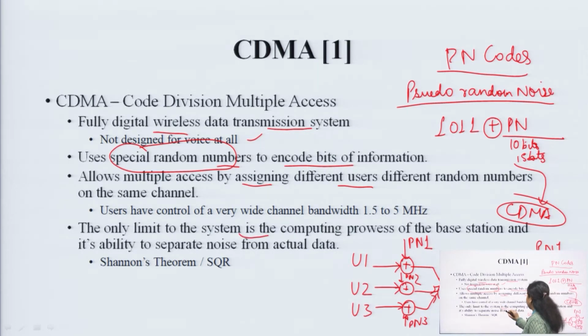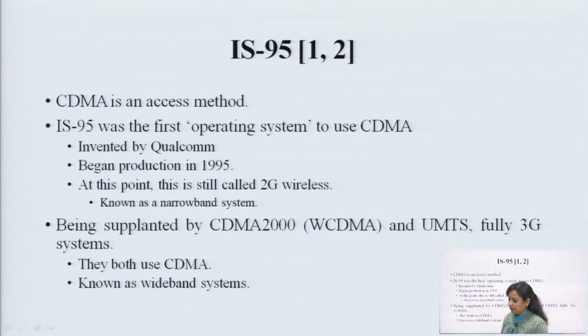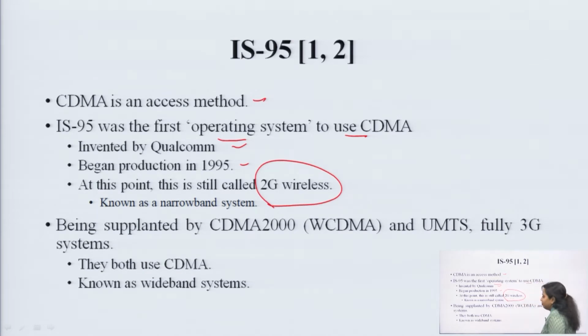The only limit to the system is the computing of the base station and its ability to separate the noise from the actual data. So, it is based on Shannon's theorem. Now, next is IS-95. CDMA is an access method. IS-95 was the first operating system to use this CDMA technique. It was invented by Qualcomm and it began its production in 1995. At this point, this is still called second generation wireless, known as narrowband wireless system.